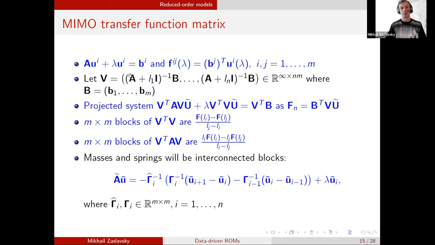This guy is composed of solutions for this particular frequency for all sources, right, in matrix B. And we just projected the entire system into a block subspace. The formulas for the data-driven reduced order model are precisely the same, but the difference is just blocks here instead of scalars. And when we transform it to a mass spring system, it will be precisely the same form, but the difference is that masses and springs will be blocks of interconnected masses and springs, but the same kind of tridiagonal form.